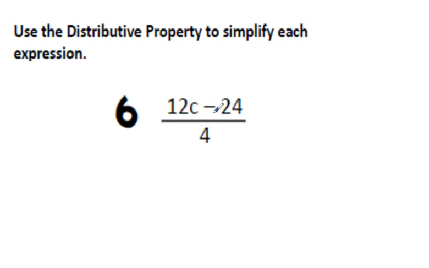Right, we have 12c minus 24, everything divided by 4. So it's really, we take each term when they're added and subtracted, and 4 has to be divided into each of those. So we're distributing the 4. So we have 12 divided by 4 is 3, and we have a c, minus 24 divided by 4, which is 6.